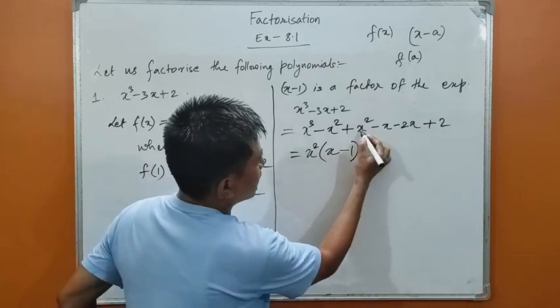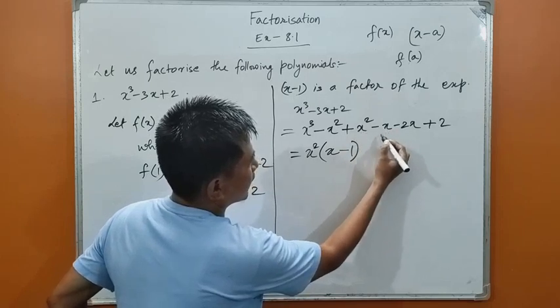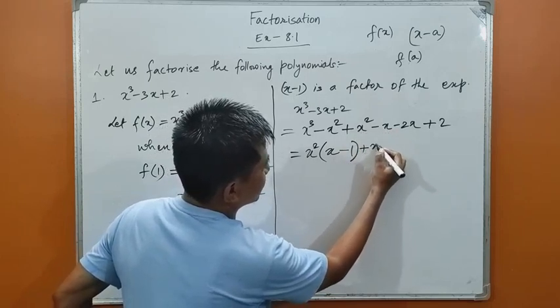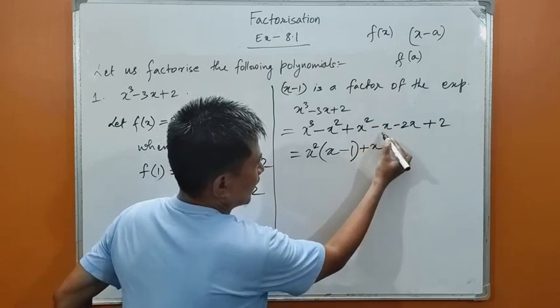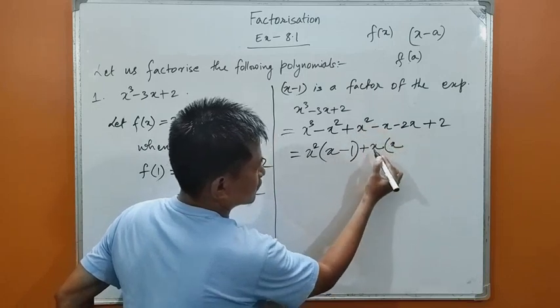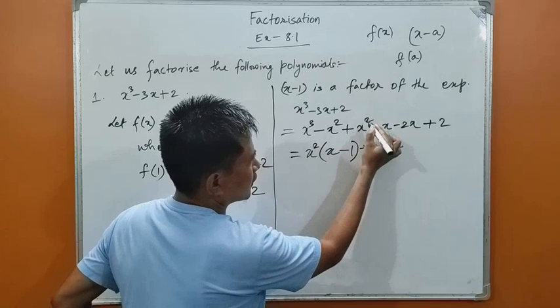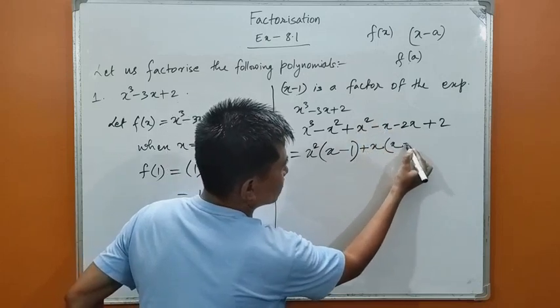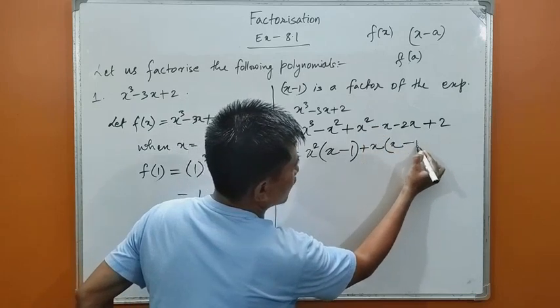Now let's take common from here. Here we have x square and here we have x. So the common is x, isn't it? This plus comes here. From x square and x, the common is x. So x into x square is x cube... x into x is x square. Plus into minus is minus. X into 1 is x.